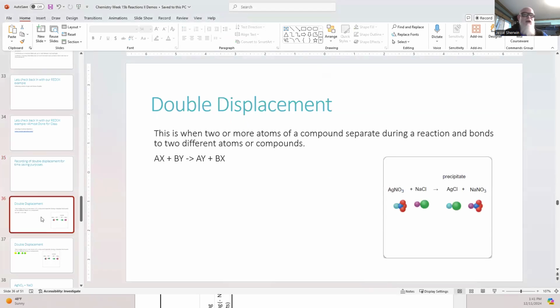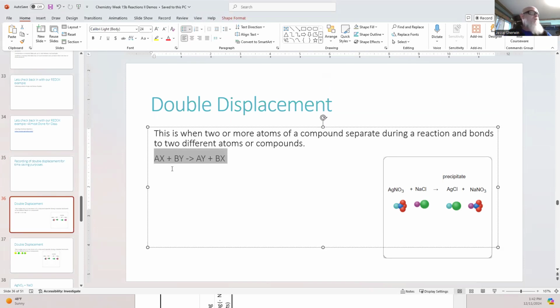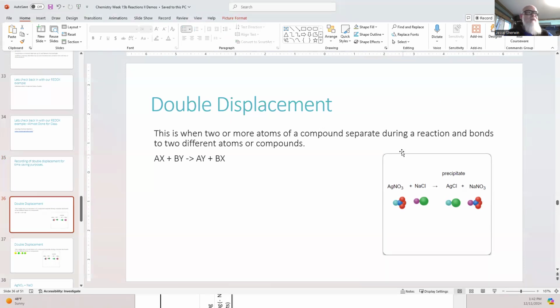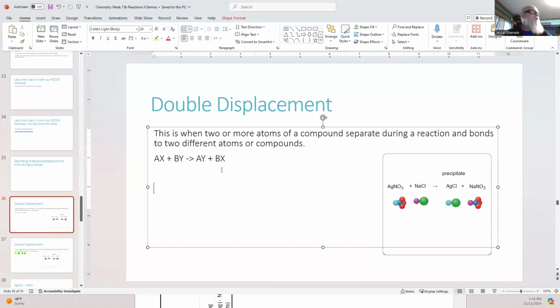So, a double displacement reaction. Now, instead of having one compound break apart and one part of it combining with another compound to form something brand new, you're going to have at least two compounds break apart. The way we describe this is AX plus BY creates AY plus BX, in this AB XY format. I'll give some examples to make it make a bit more sense.